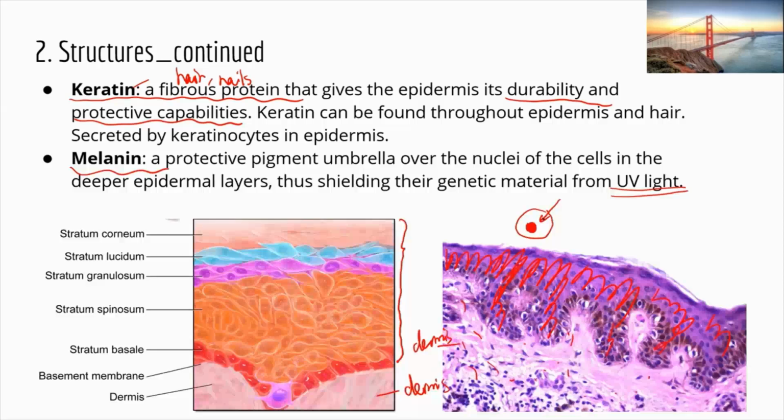So how do we protect ourselves from UV damage? Because we don't want the DNA to be damaged, and then the cell may have mutations which lead to cancer cells, right? This is how skin cancer happens.